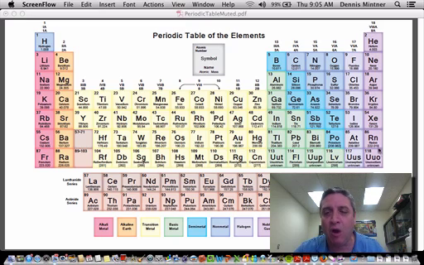6, how many valence electrons? Well, we said all of these have 8. We didn't count these ones in the middle. We didn't talk about those, but we have 1, 2, 3, 4, 5, 6, 7, and 8. So these have 8.